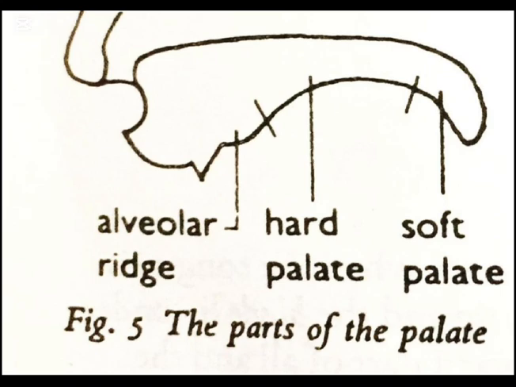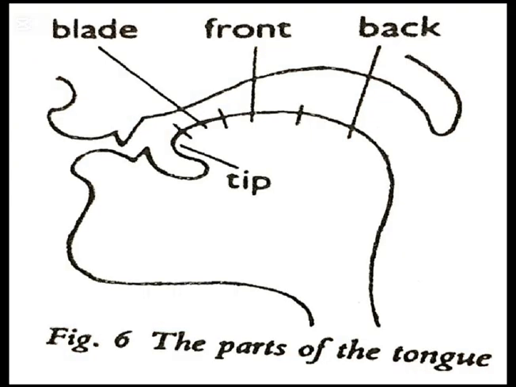In this figure, here we have the parts of the palate, including alveolar ridge, hard palate, and soft palate. Whereas the parts of the tongue consist of tip, blade, front and back.